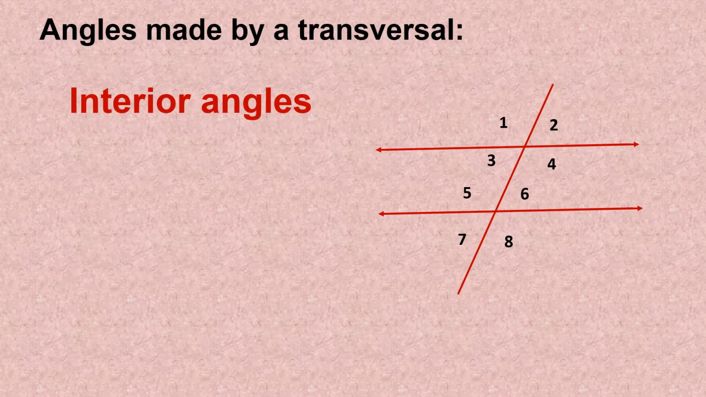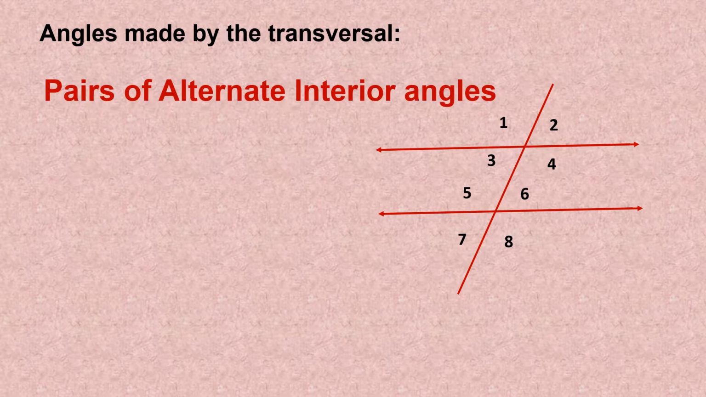Now let us see interior angles. So in this, what are the interior angles? Yes, angle 3, angle 4, angle 5 and angle 6 are interior angles.